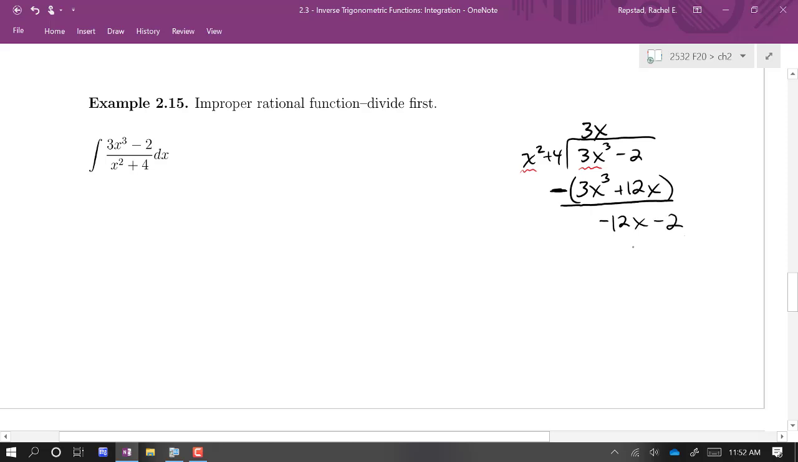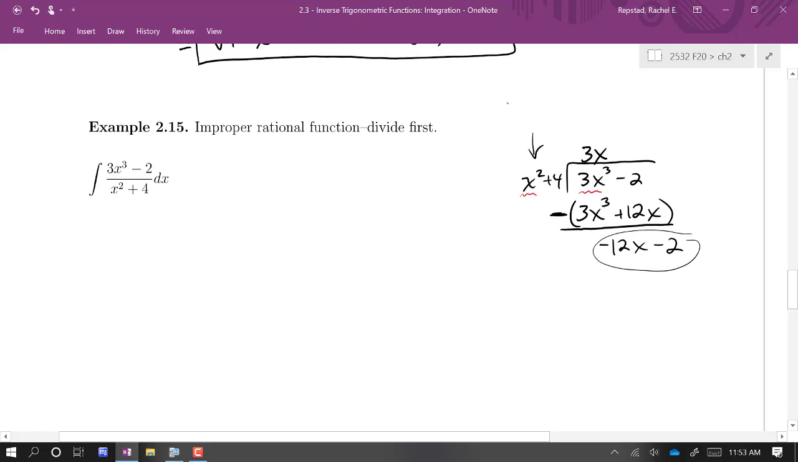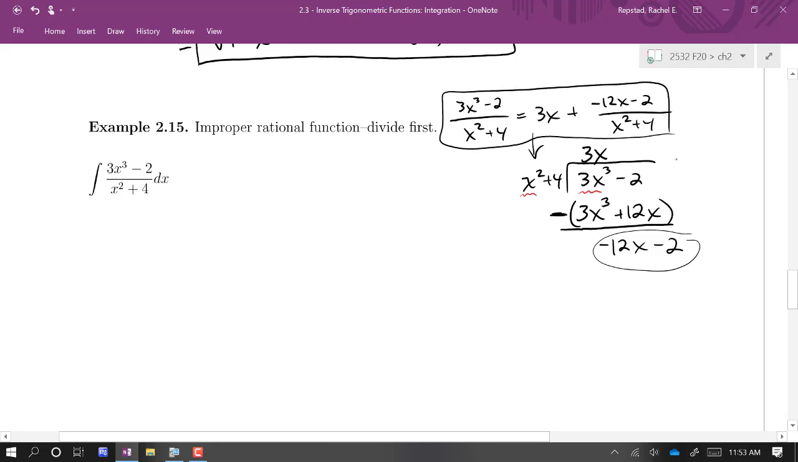And now we're done because the degree of our remainder here is less than the degree of our divisor. So that means that 3x cubed minus 2 over x squared plus 4 is equal to 3x, and then plus negative 12x minus 2 over x squared plus 4. All right, so this is our takeaway from this process.